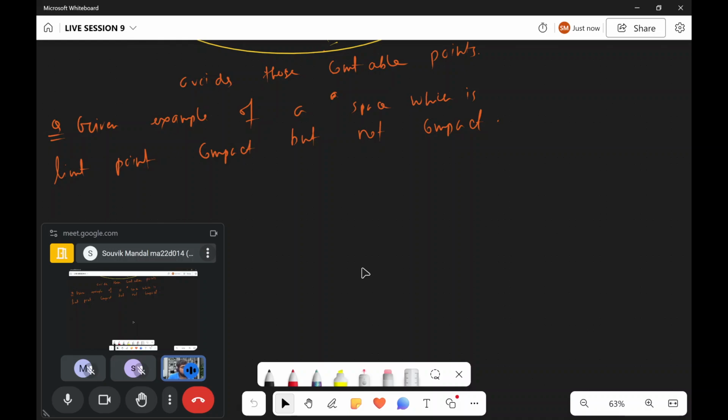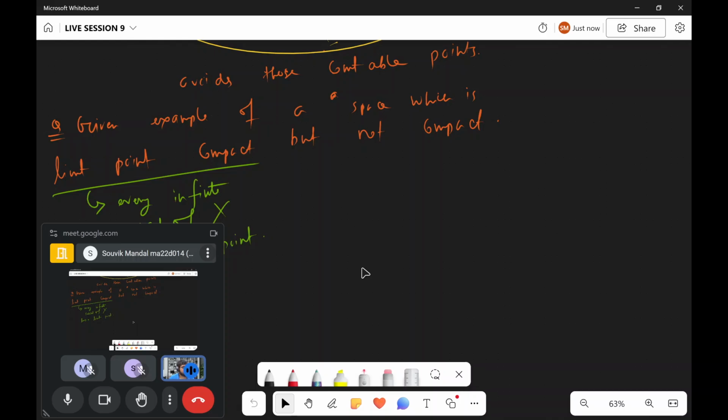So what is limit point compact? What is the definition of limit point compact? Can anybody please tell? That is, every infinite subset of X has a limit point. Limit point compact means every infinite subset of X has a limit point. This is what we mean by limit point compact.